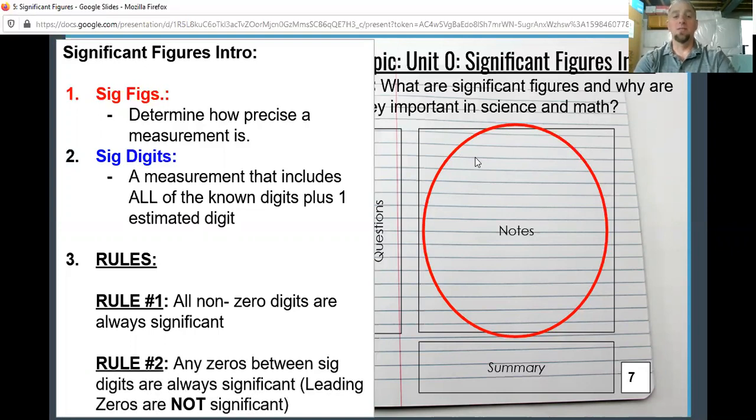Our second rule is that if we have two significant digits, two non-zeros, and then we have zeros in between those significant digits, those zeros that are in between are also significant, okay? Leading zeros, numbers that might start with a zero, are not significant, but any zeros that are between digits that we've already determined to be significant are also going to be significant, okay?